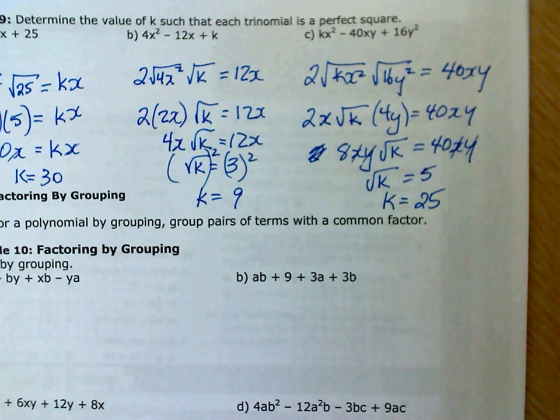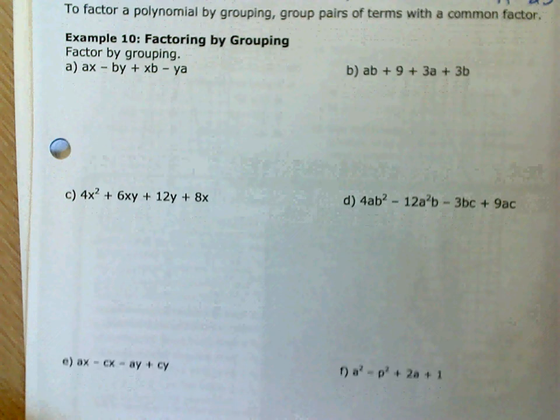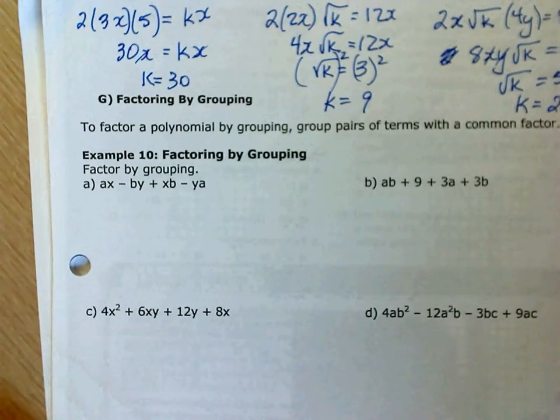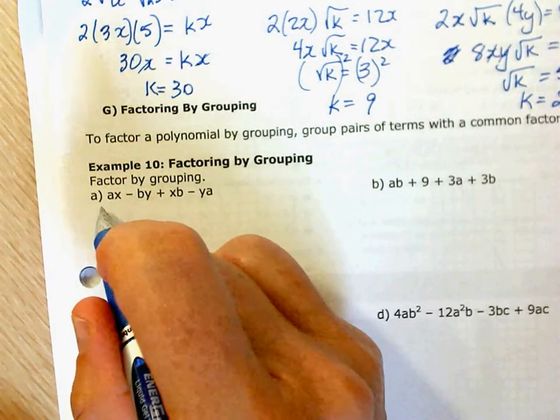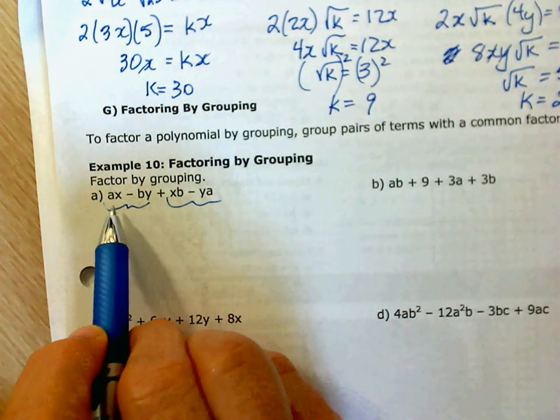Okay, the last item we're going to talk about is factoring by grouping. All right, let's see what we can do here. Basically we want to get two terms where we can get the greatest common factor. This has nothing in common, but if we rearrange them a little bit, they do.